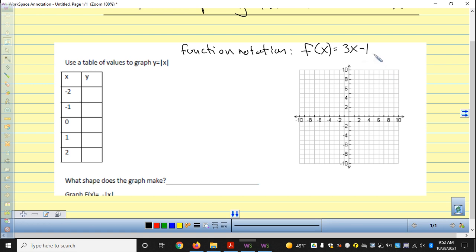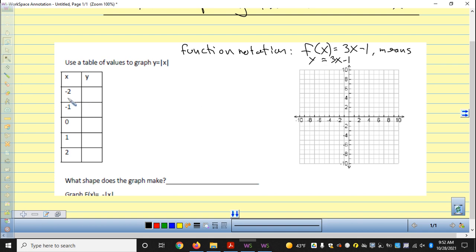This is the same as y equals 3x minus 1. F of x equals is the same as y equals. F of x is just telling us we're plugging x in here to get what y is. So some of the problems you see might be in function notation. So don't let that throw you.